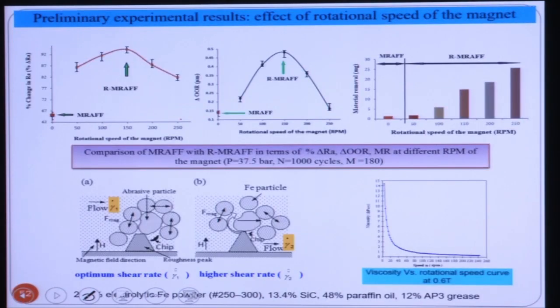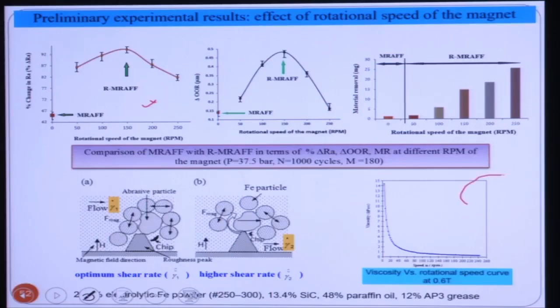So here also we have checked the effect of rotational speed of the magnet on percentage change in Ra. Also we have considered delta outer roughness. Outer roughness, because our workpiece is a cylindrical workpiece. As we have considered a cylindrical workpiece, with the naked eye you will not see any undulations, but in an outer roughness measuring machine, if you see, two circles are there. So this kind of profile we will get.